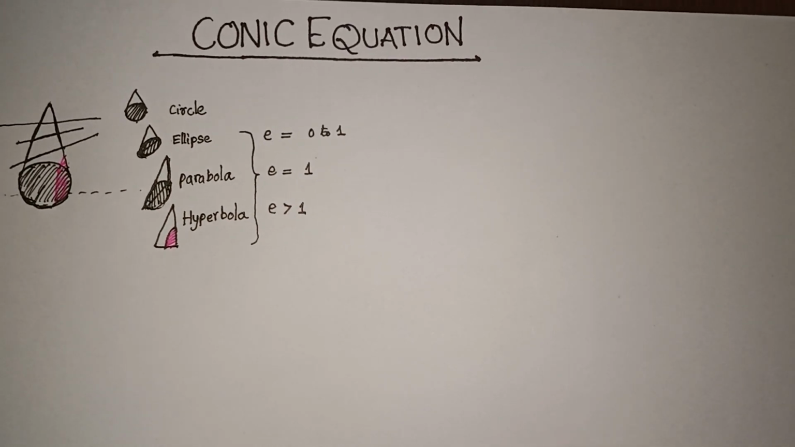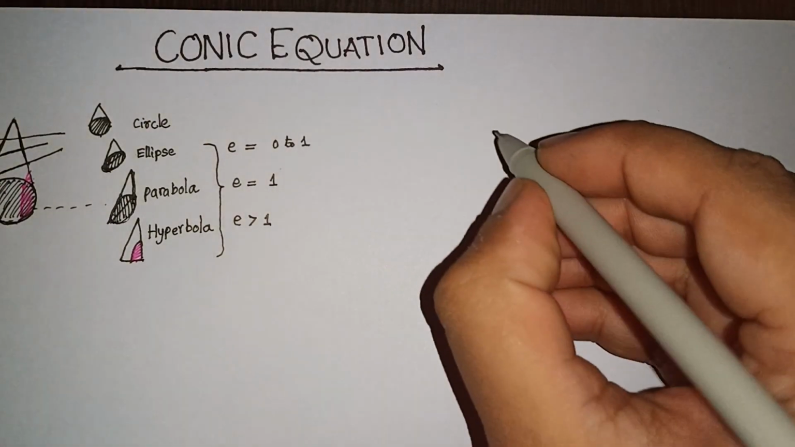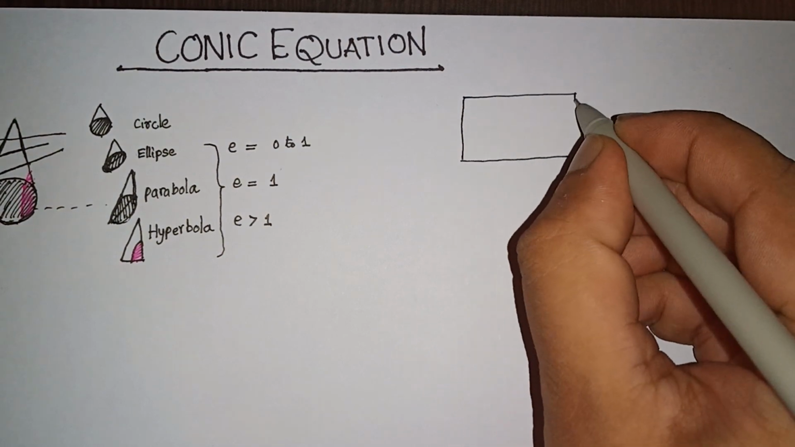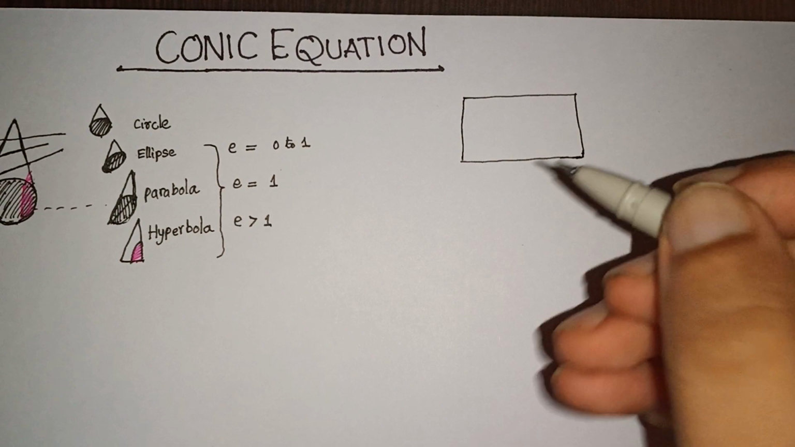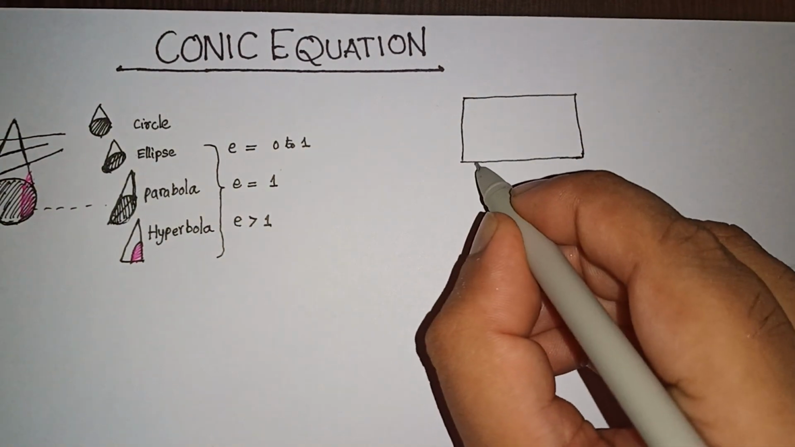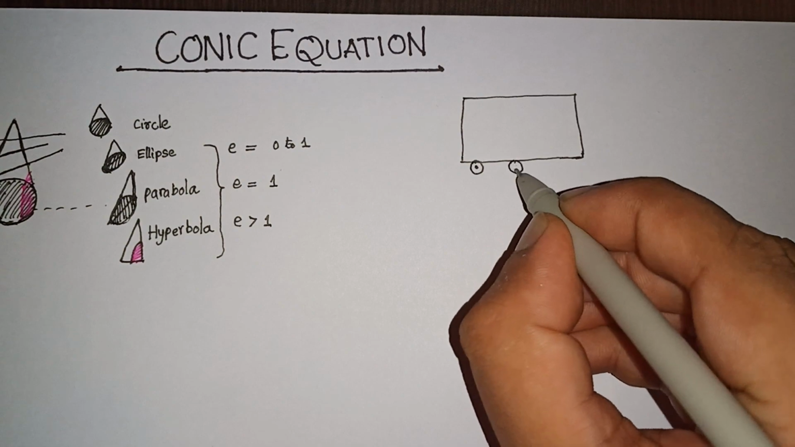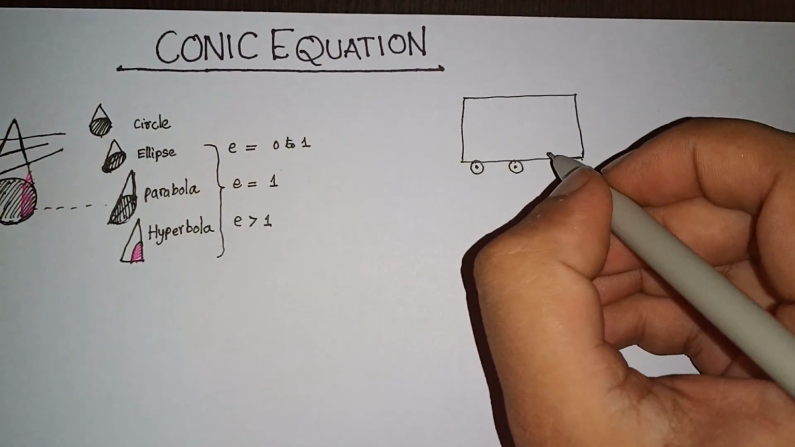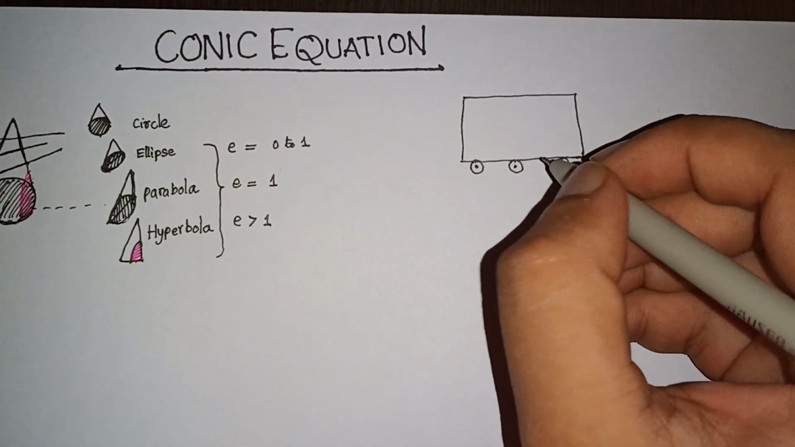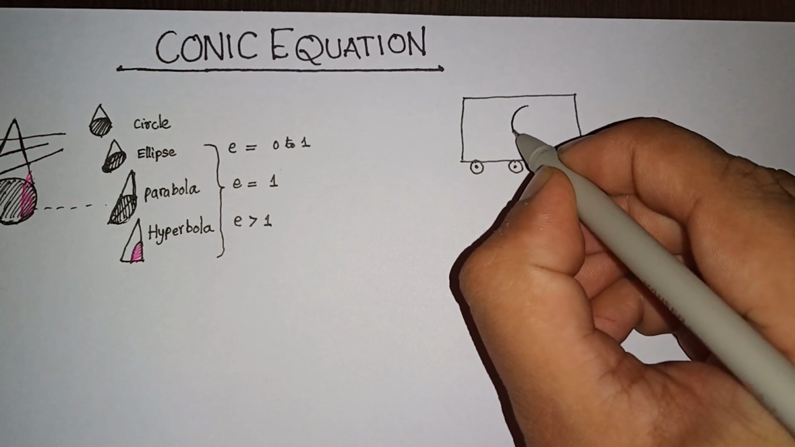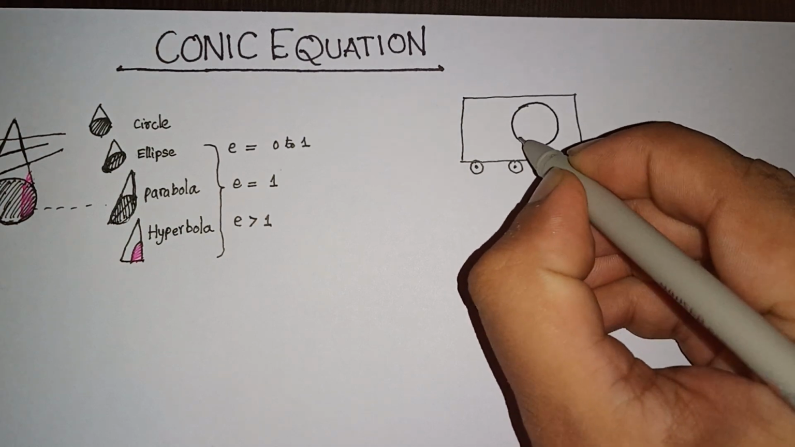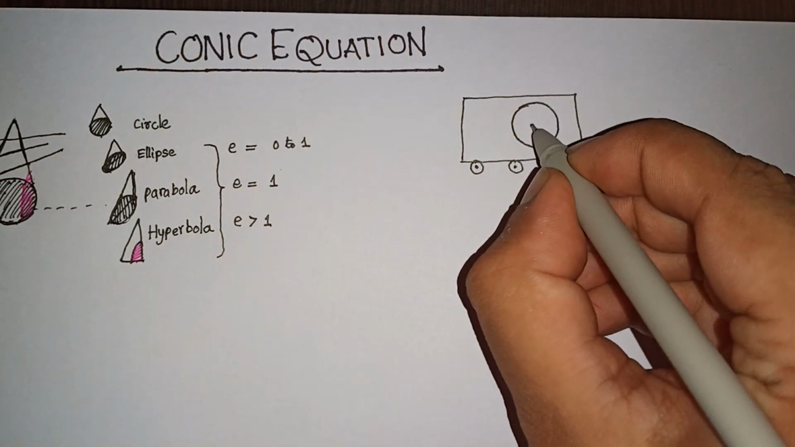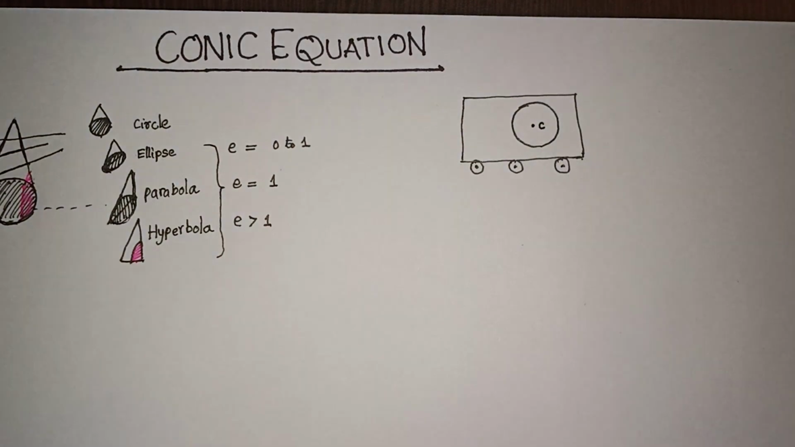Now let's say we have a movable wall or something. Now I take a movable wall. You can draw it somewhere neatly. Now let's say you have some wheels here. And now I am drawing a circle here. Let's say this is going to be a circle. Now let's say the geometric center of the circle is going to be C here.